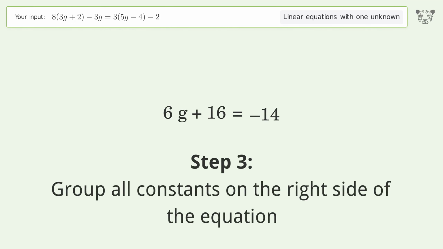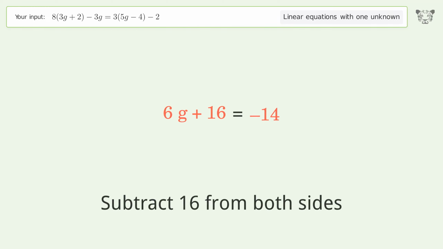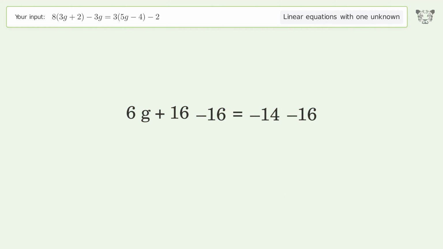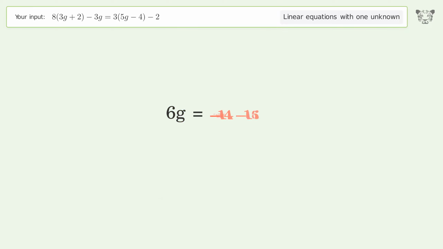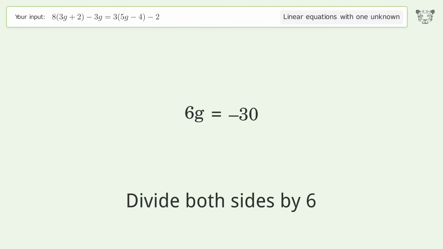Group all constants on the right side of the equation. Subtract 16 from both sides. Simplify the arithmetic. Isolate the g. Divide both sides by 6.